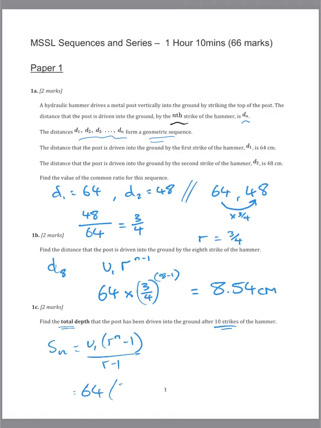The common ratio is 3/4. Now that's to the power of n, which is this time 10, take away 1, and we're going to divide that by 3/4 minus 1. And you can tidy it up along the way to include more workings, but you should get a value of 241.58 centimetres coming out.